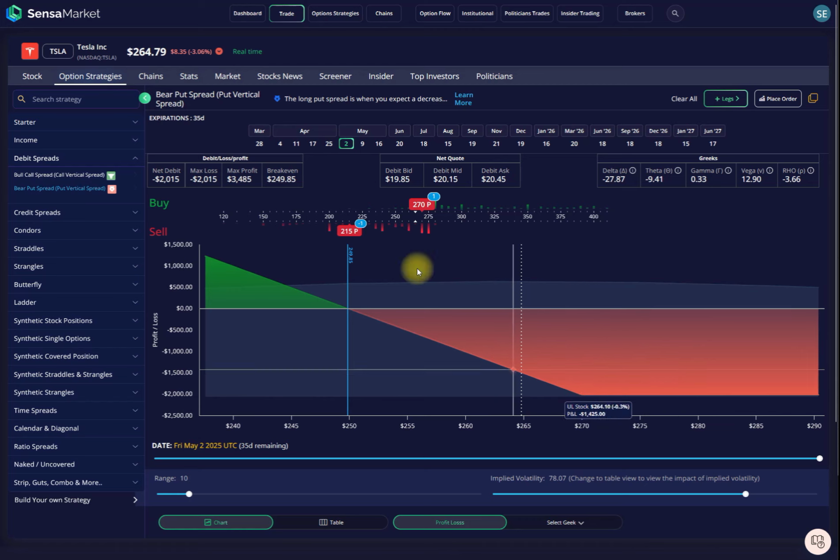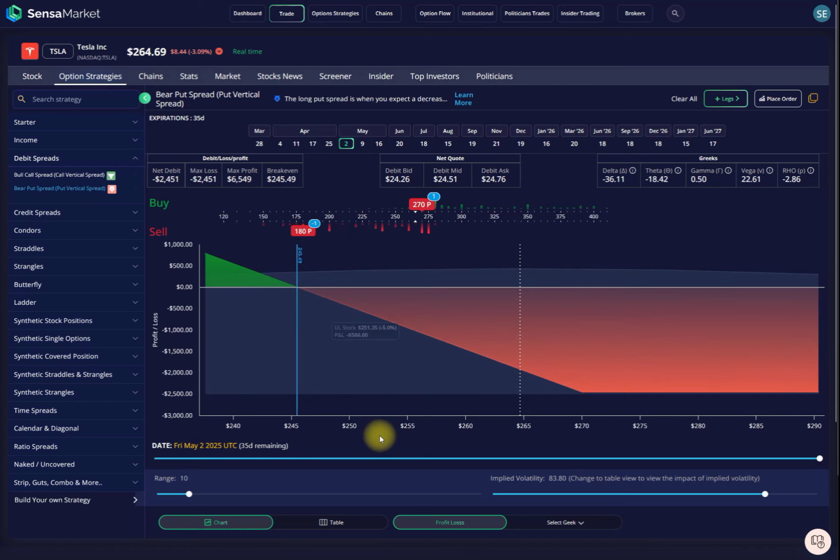If we buy an in the money put and sell an out of the money put, we're going to wind up with a debit. We're going to wind up buying the more expensive in the money put and selling the less expensive out of the money put. So that's also going to result in a debit.